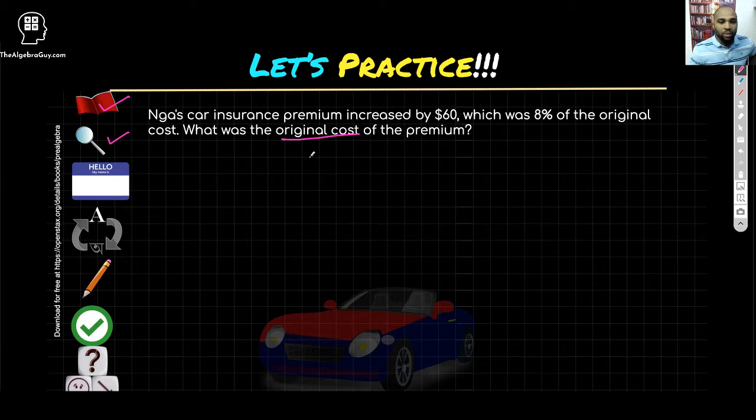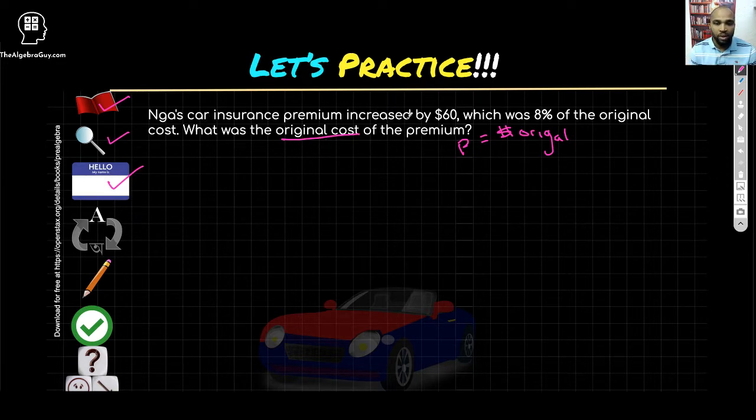So let's name what we're looking for. We want the original cost. I'm going to let that represent, I'll say P for price. I could use X or Y, but we use P for price. All right, so I named it, and now I'm going to write it into a sentence. This is probably the toughest part. If you can get through that, it makes it so much easier. So let's look at it.